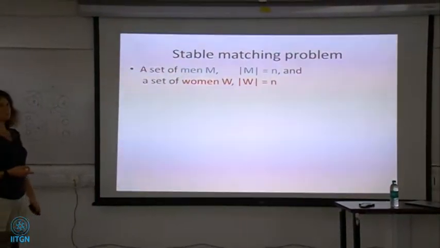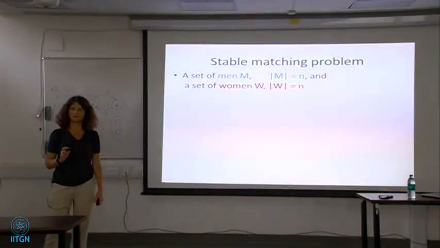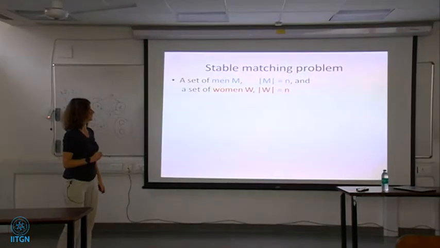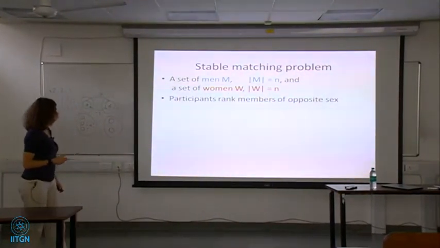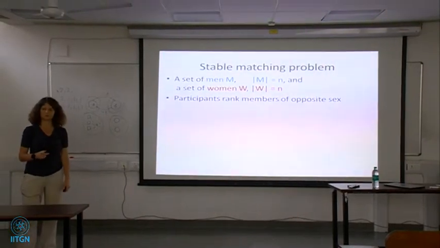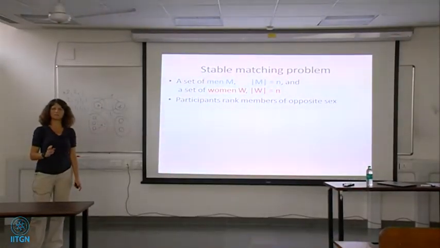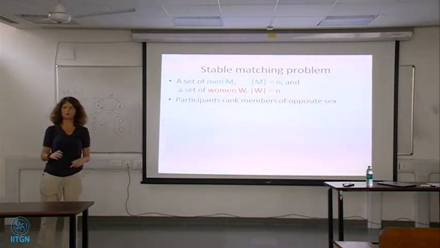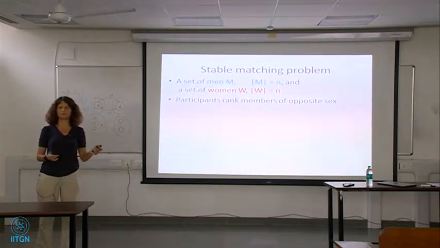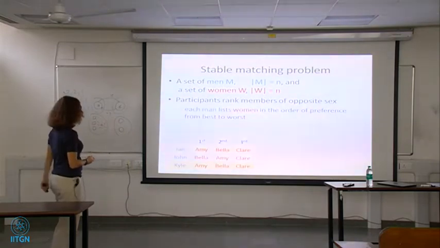In the stable matching problem, as it's usually defined, we have a set of men and a set of women, the same number of men and women, say n. Participants rank members of the opposite sex. So this is the setting where players have preferences over each other, and these preferences are not numeric but rankings. It's slightly different from what we discussed so far, but it fits into the general framework of players caring about each other's company.